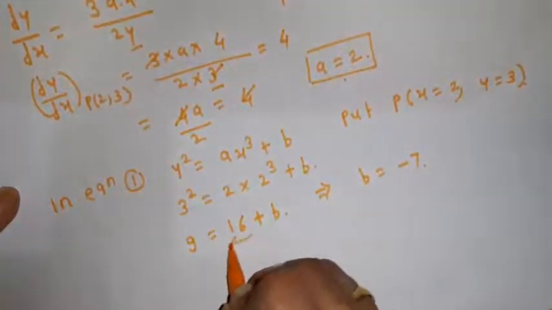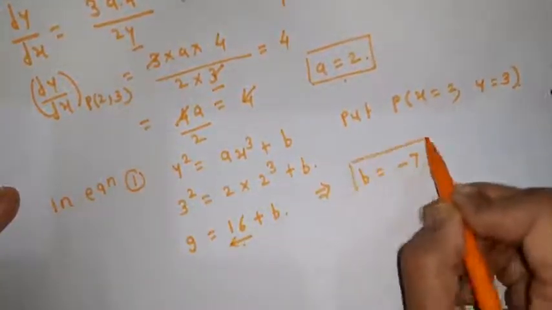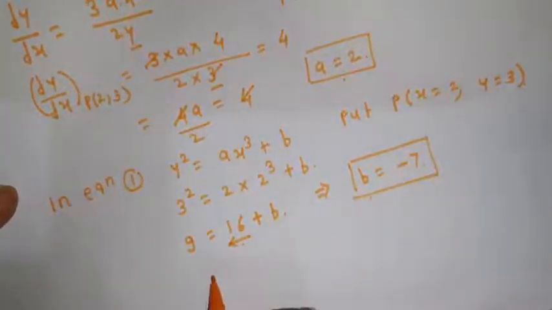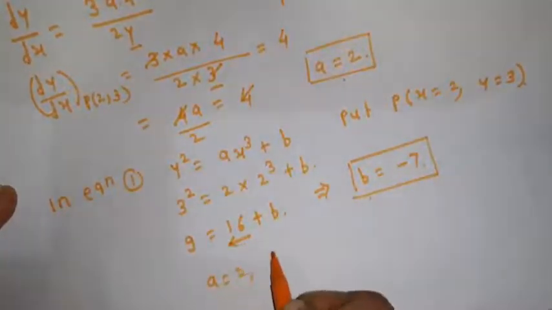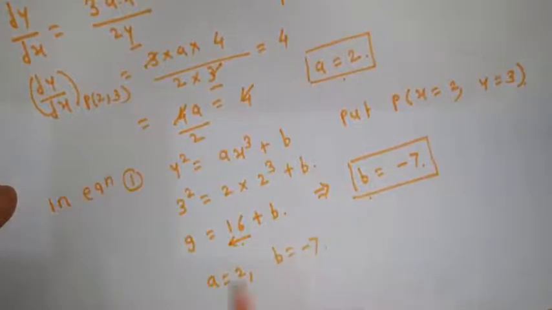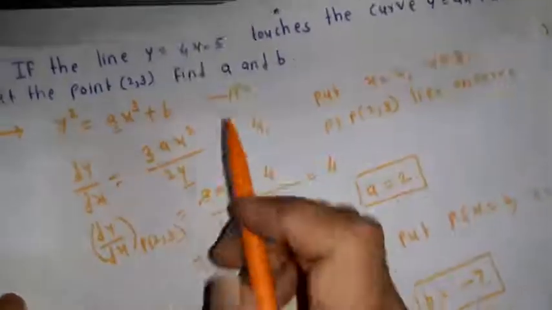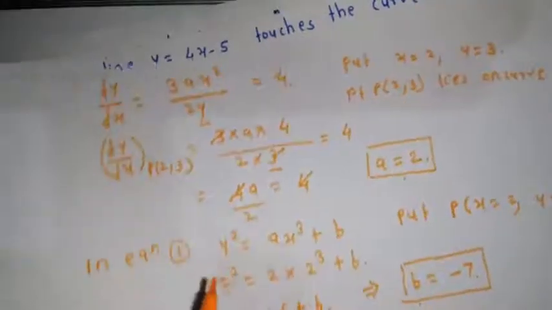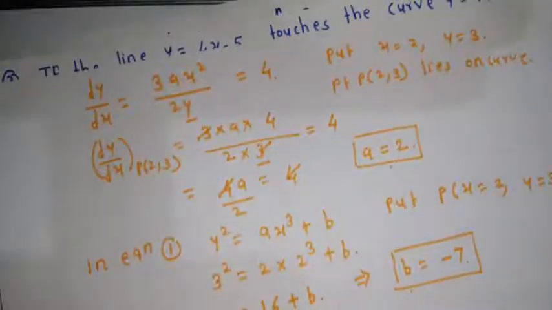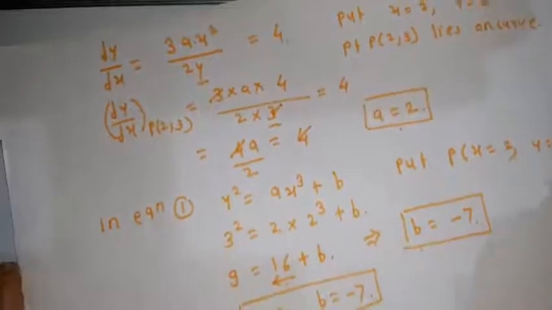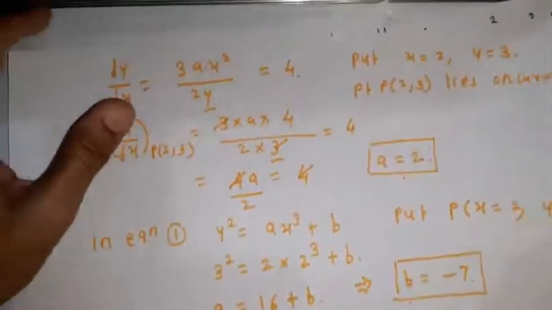Shifting the term to that side, we get b equal to minus 7, and hence a equal to 2 and b equal to minus 7. In this way we have found the values of a and b. Okay students, in this way we have solved a number of problems related to equation of tangent and normal.